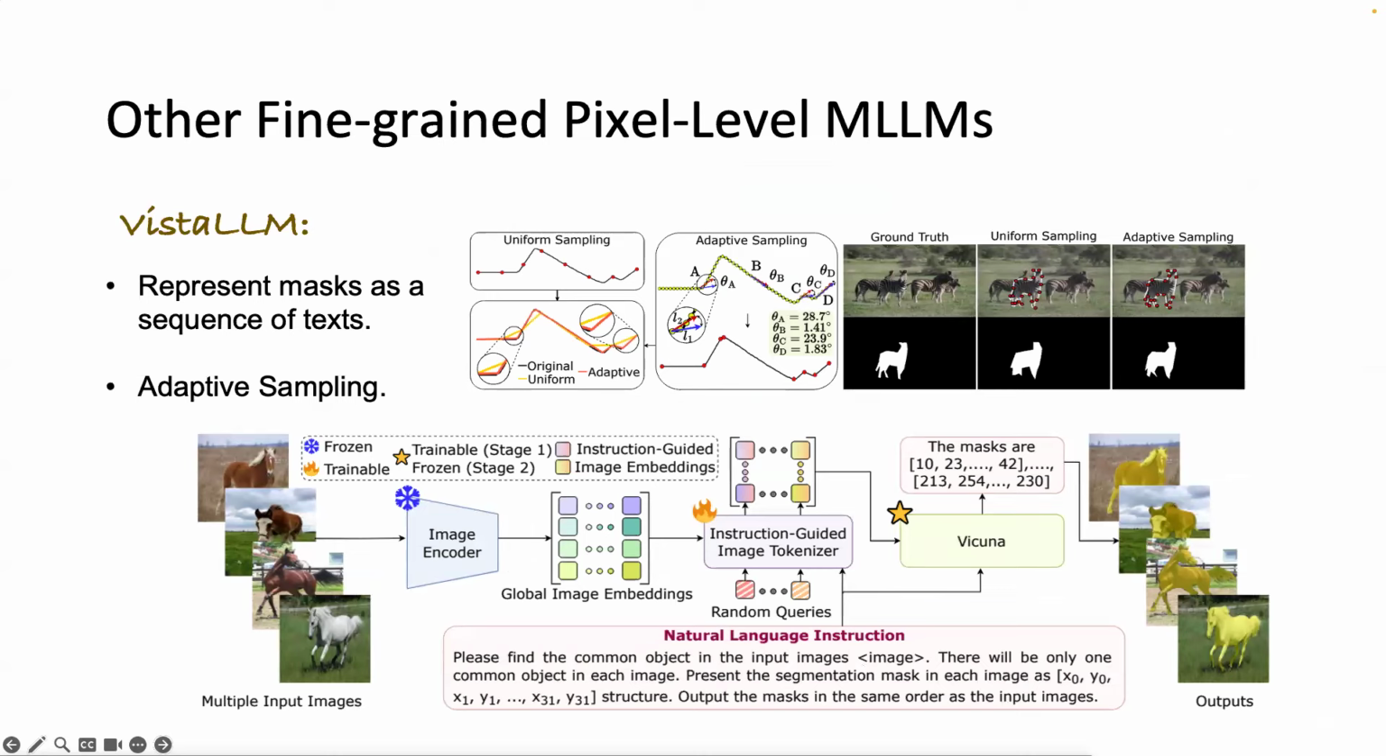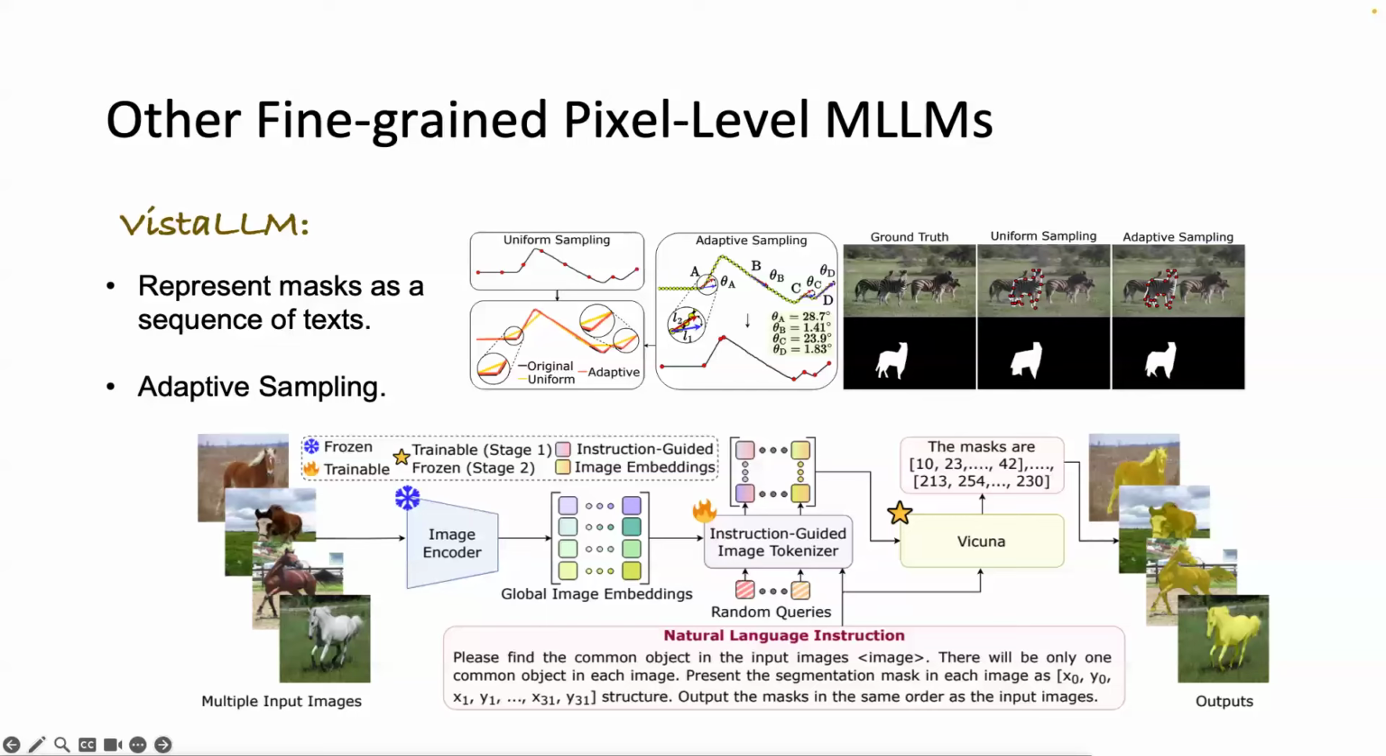All right, so I have mentioned a lot of region-level multimodal large language models. Of course, there are also fine-grained pixel-level multimodal large language models. Here I introduce VistaLLM, which not only predicts the bounding box, but also predicts the mask as well.